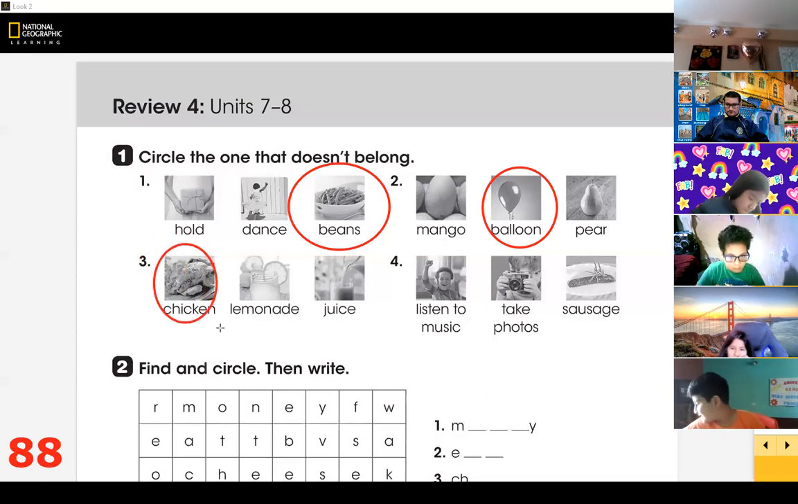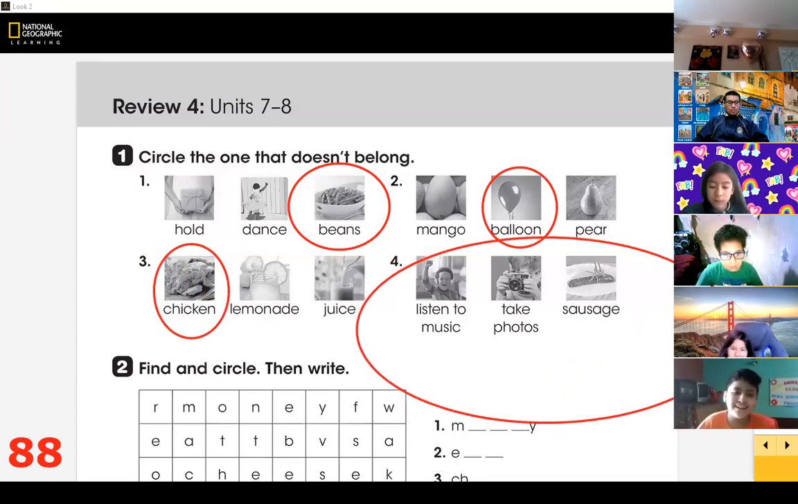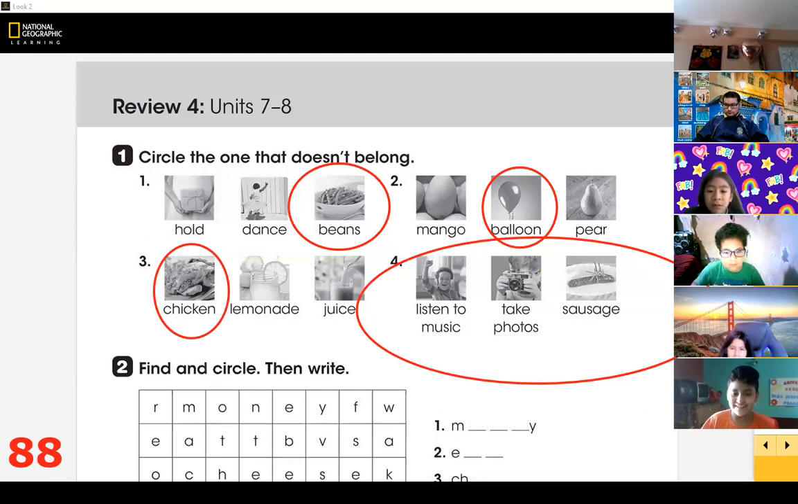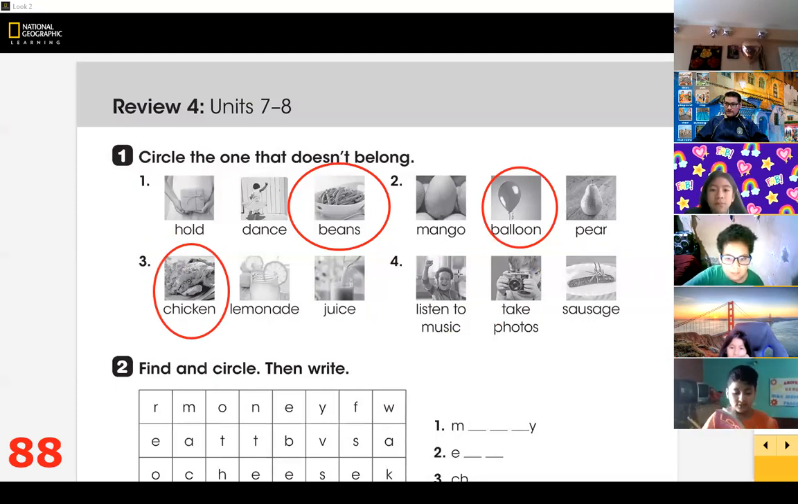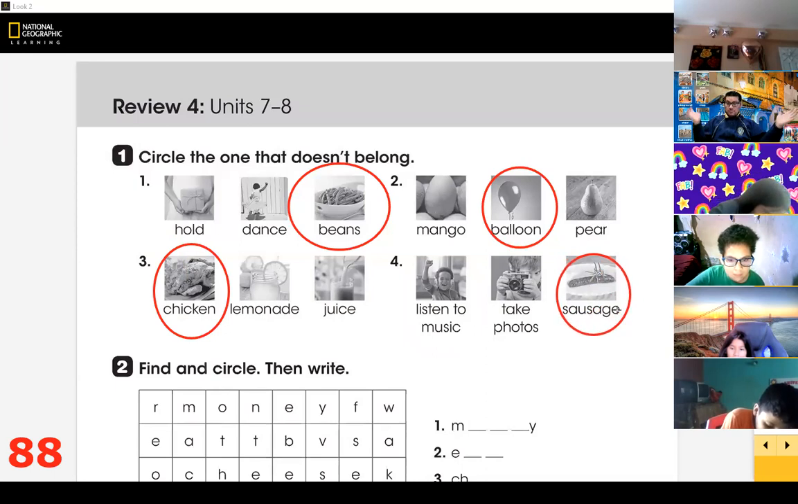La cuatro, sausage. Sausage. Oh, right. You have this. This is an action, la acción, a verb, un verbo, listen to music. This is another action, another verb, take photos. Sausage is a food, es un alimento. Yeah, sausage doesn't belong, right?